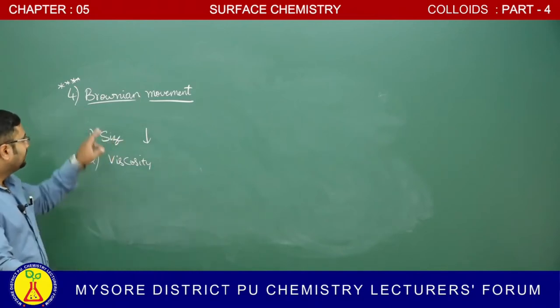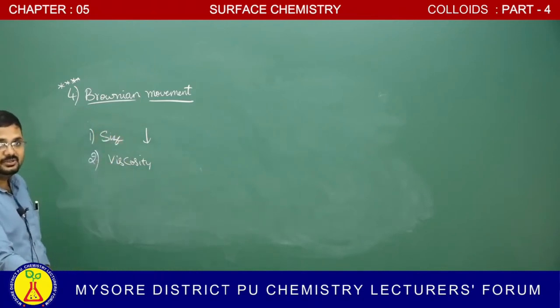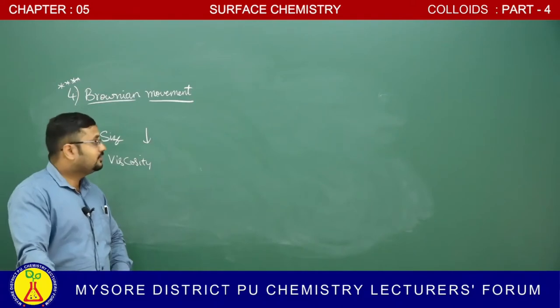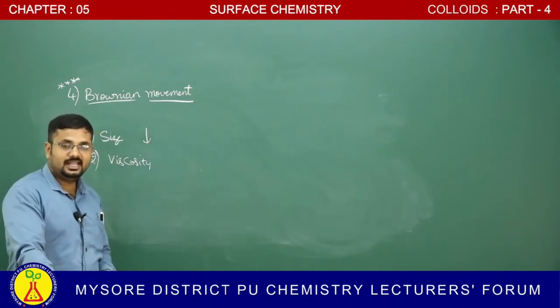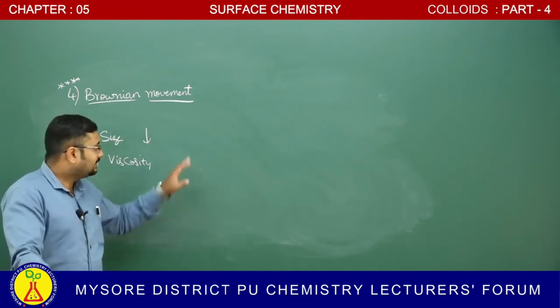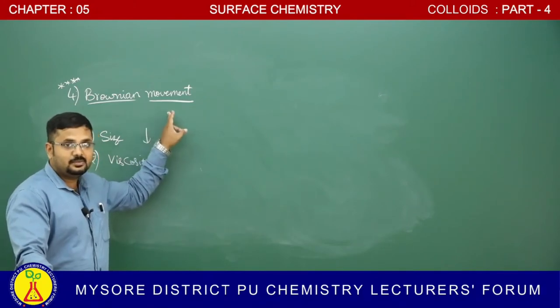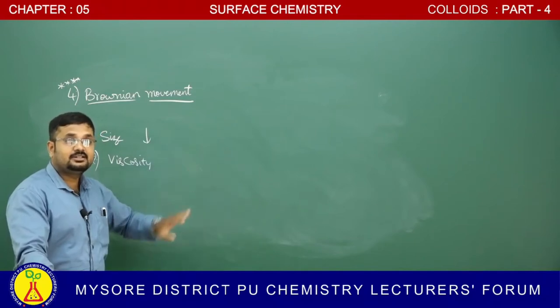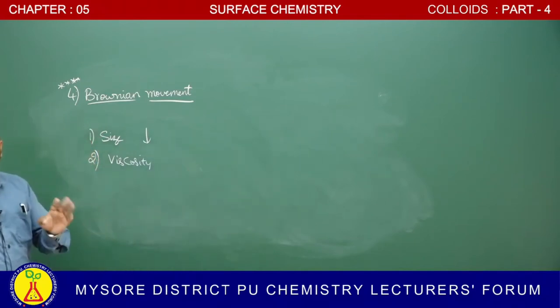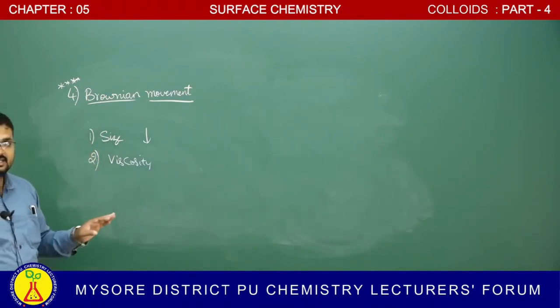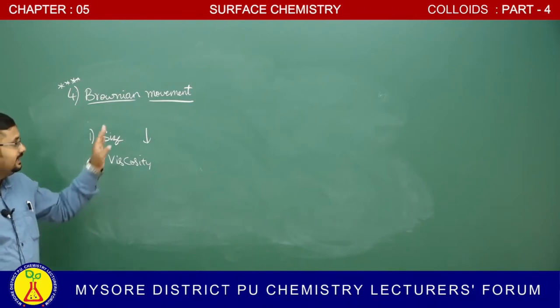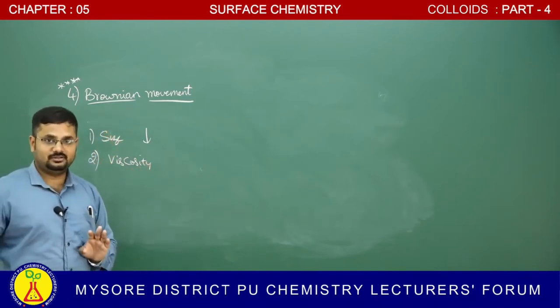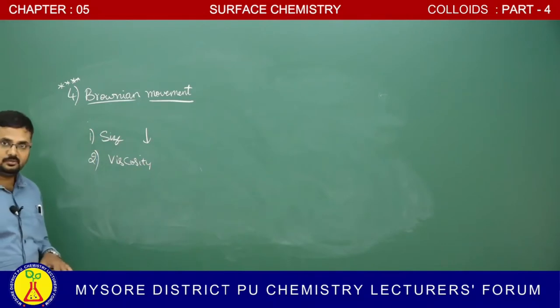And what is the use of this Brownian movement? It shows the stability of the sol. How does it show the stability of the sol? Due to this continuous Brownian movement, the particles will not settle. Otherwise, particles would settle and coagulate. So therefore, it will not settle, and I can say it gives the stability of the sol. So this is about Brownian movement.